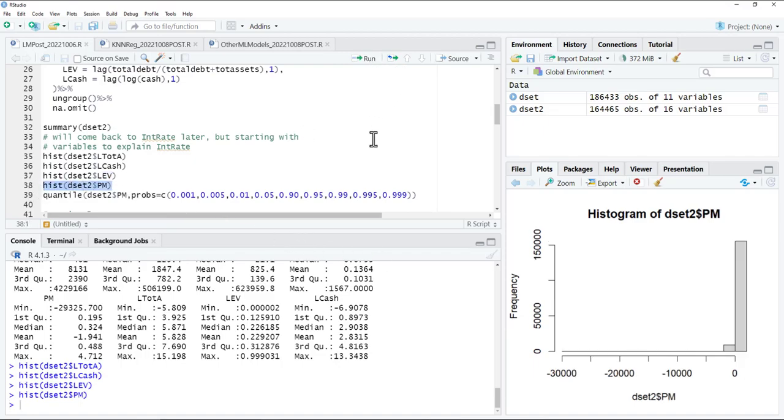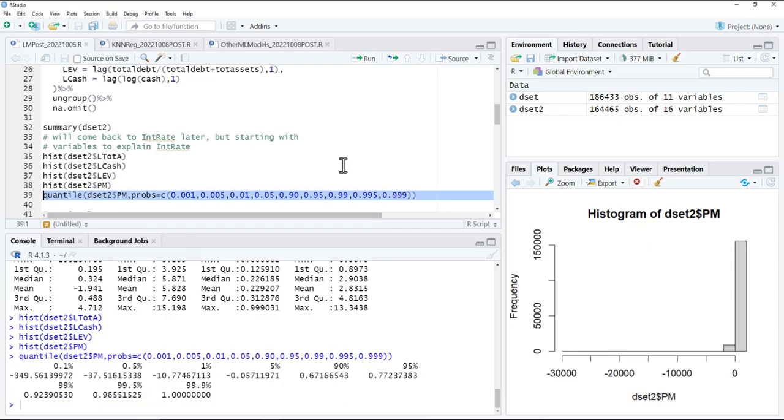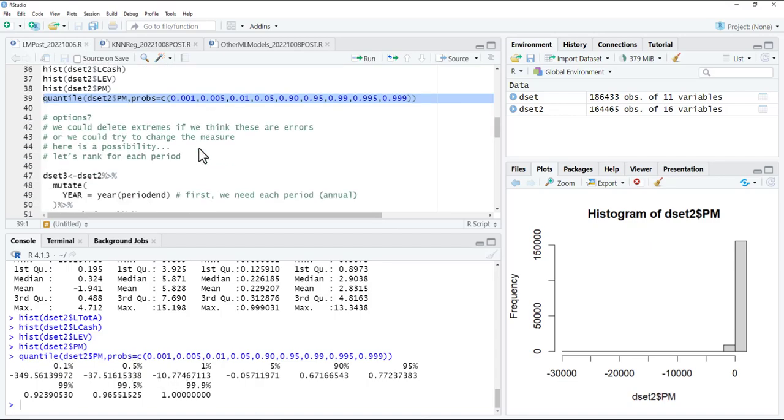And profit margin, notice we can't even see the distribution because we've got some very large values out here, and just a few of them. So let's look at the extremes of the quantiles. Notice at the first percentile, it's minus 10. And finally at the fifth percentile, it's minus 0.05. And at the 99.9th percentile, it's only up to 1. So it's these few really extreme ones that are causing the problems. It's just a handful of observations. So we could get rid of some of those.